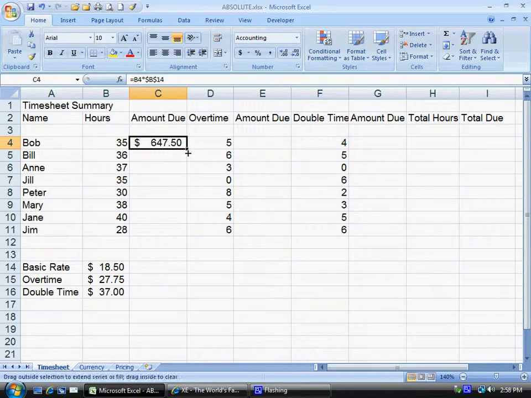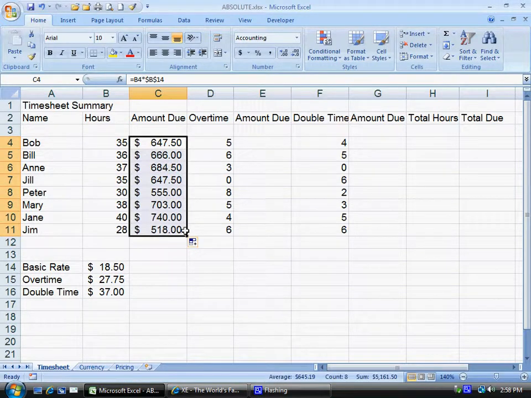And as I fill it down, people who work more hours will get more money, and people who work less hours get less money. The formula in the next cell underneath, Bill's one, is B5 times $B$14. And Ann's is B6 times $B$14. No matter how far down we go, it keeps looking at B14.